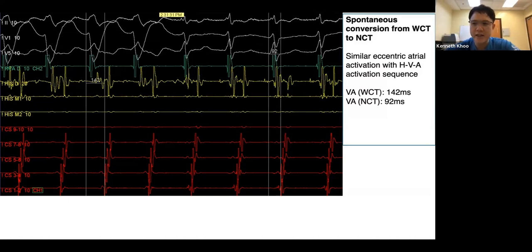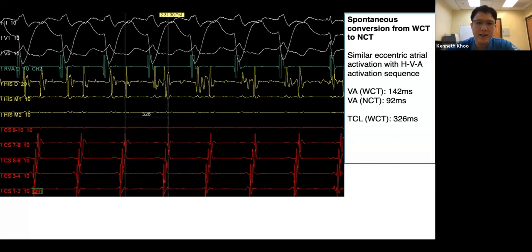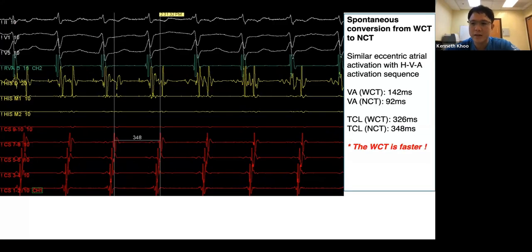Of interest, the VA time of the wide complex tachycardia is 142 milliseconds, and the VA time of the narrow complex tachycardia is 92. In other words, the VA time is longer during wide complex as compared to during narrow. Now, despite having a longer VA time during wide complex tachycardia, we see that the tachycardia cycle length of the broad complex tachycardia is in fact shorter than the narrow complex tachycardia. In other words, the wide complex tachycardia is faster than the narrow complex tachycardia, despite having a longer VA time.